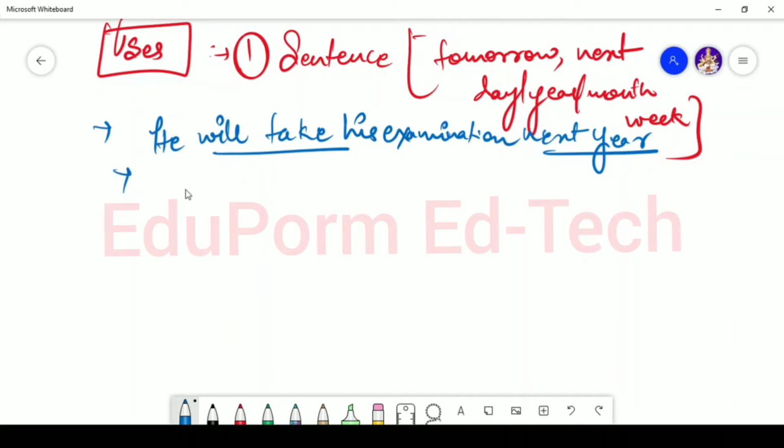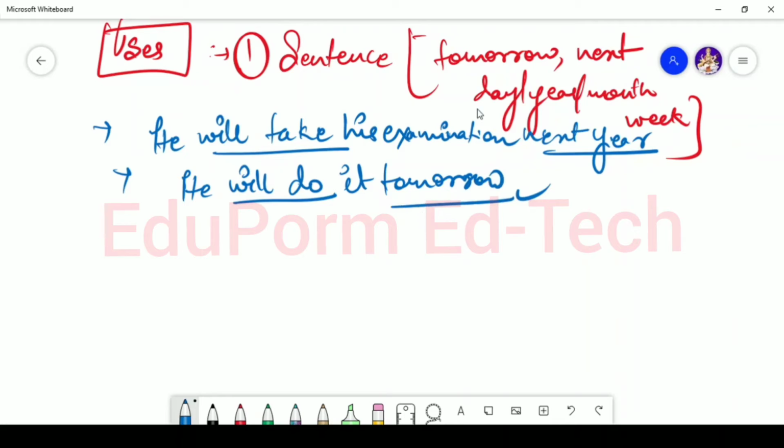Use of next year is there, so you will use simple future tense, will take. Okay, again let's take one more example. He will do it tomorrow. So again, if the sentence makes use of words like tomorrow or next day or next year or next month or next week, in those cases you will use simple future tense, that is will take, will do.